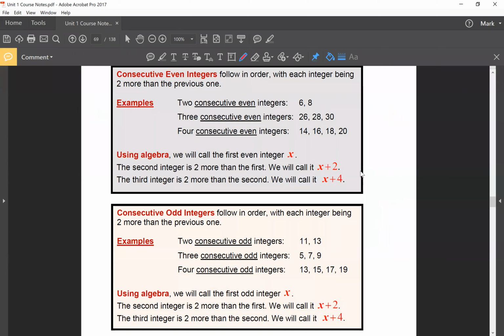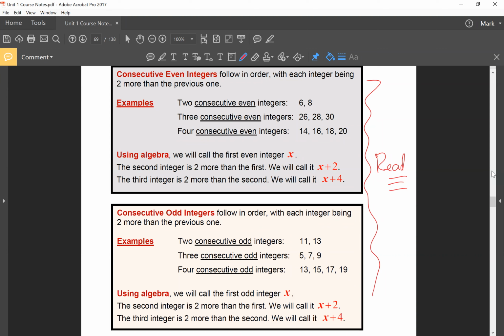And you guys, I really encourage you, if you're confused after today, to just read this. Make sure you understand this information. I'm obviously going to show you, but make sure you understand this. What about consecutive even integers? Examples of consecutive even integers are even numbers that are in order. An even number is a number that is always a multiple of 2. So like 2, 4, 6, 8.